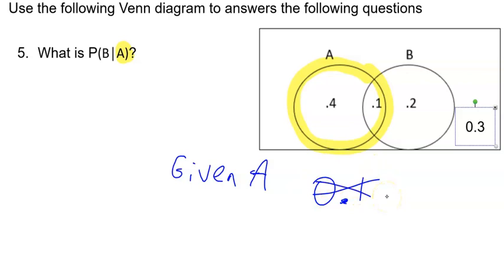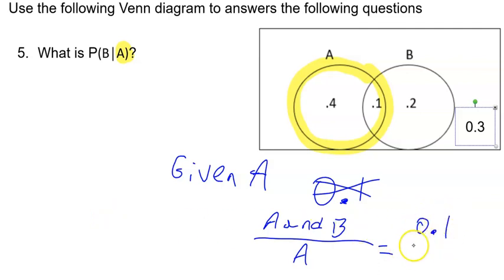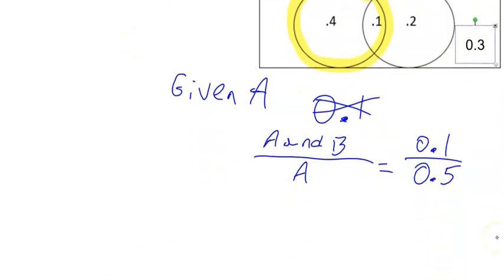We've got to use our rules. So A and B, remember we want A and B on top, and then we're going to divide that by the probability that A has already happened. So the probability of A and B is 0.1. The probability of A already has happened is 0.5. So when we do that math, we get 0.2.